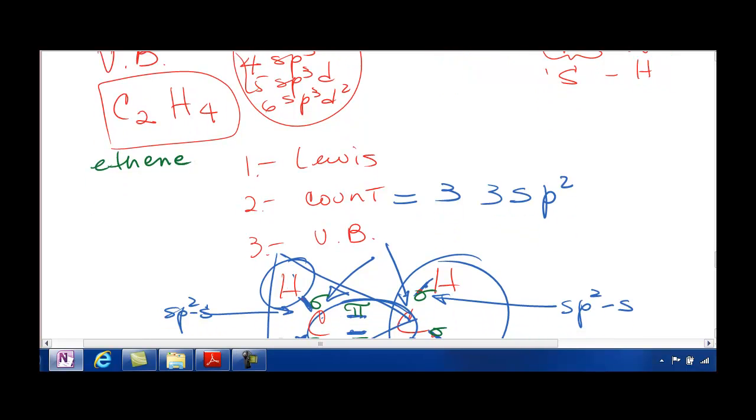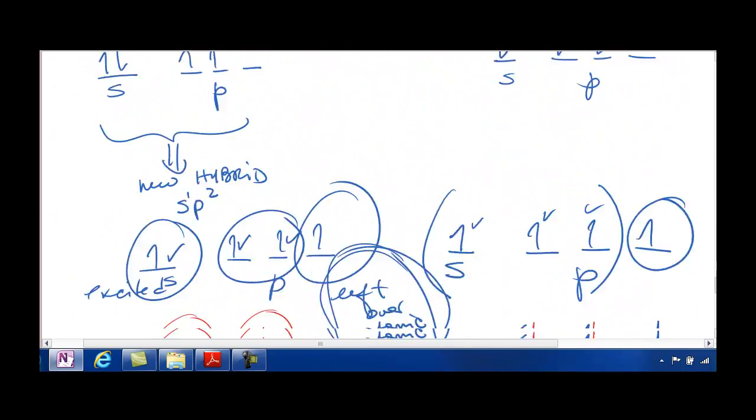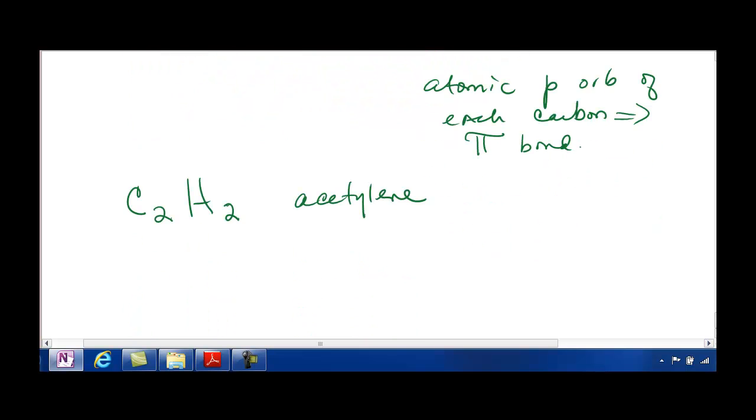You need to know the valence bond. If I give you this compound, I will not call it acetylene or ethyne. I will just call it C2H2. And I can ask you electronic geometry, molecular geometry, Lewis dot, valence bond. And in this lecture we're talking about valence bond. What is the valence bond explanation? How is the bonding for C2H2?